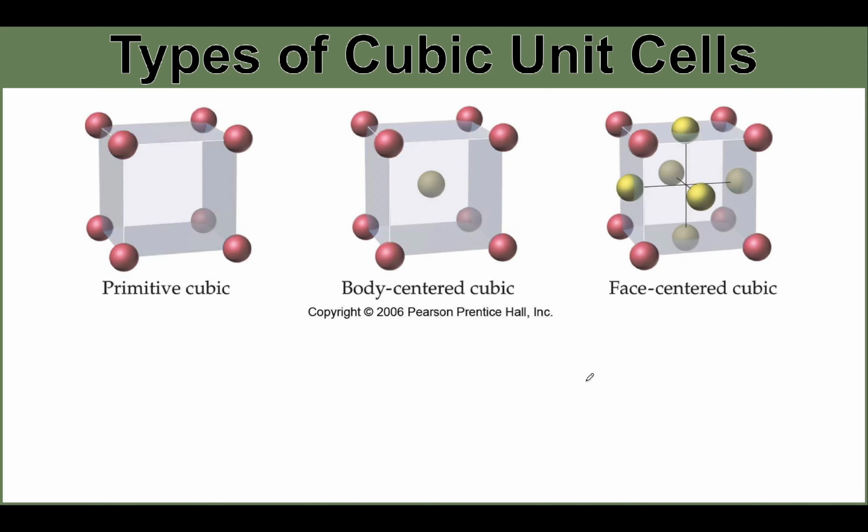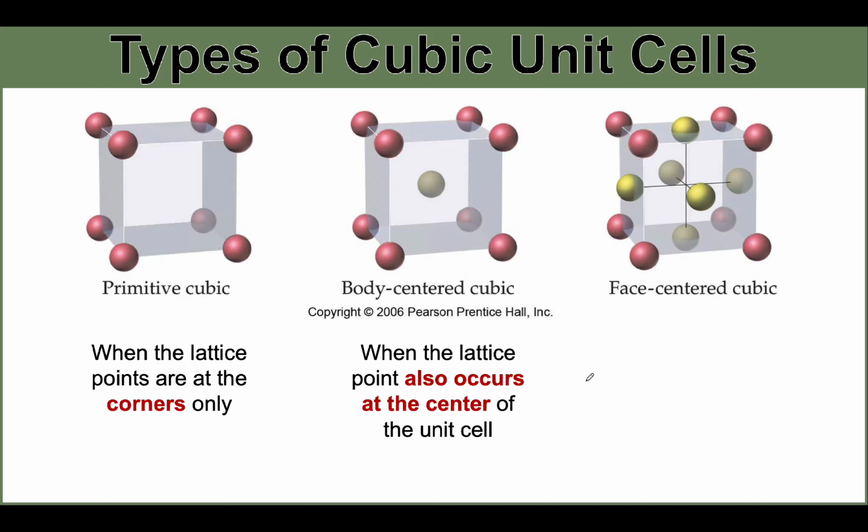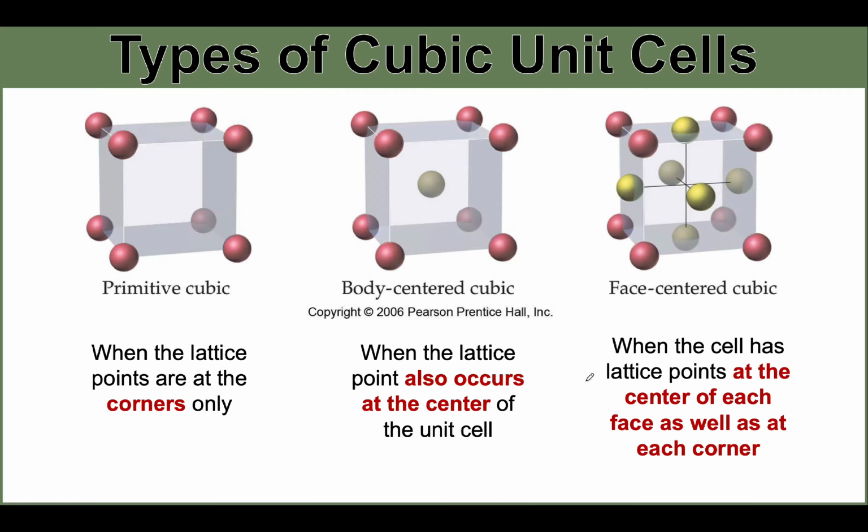So we have three types of cubic unit cells as shown in this figure. We have primitive cubic, body-centered cubic, and face-centered cubic. It's a primitive cubic when the lattice points are at the corners only. It is a body-centered cubic or BCC when a lattice point also occurs at the center of the unit cell. It will be called face-centered cubic or FCC when the cell has lattice points at the center of each face as well as at each corner.